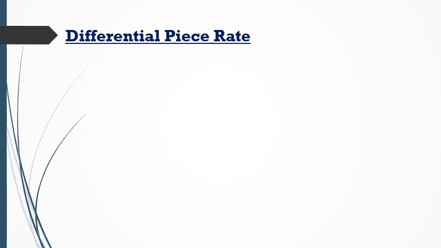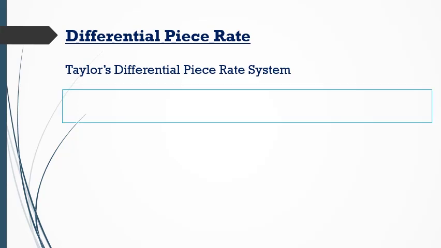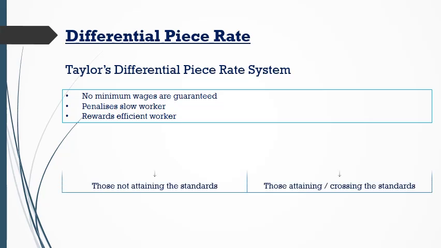What is the differential piece rate system? Under the differential piece rate system, there are 2 methods, as I told you earlier. We will be discussing first Taylor's differential piece rate system. In Taylor's differential piece rate system, no minimum wages are guaranteed to the workers. It is only based on their efficiency. The slow workers will be penalized, and those who work efficiently will be rewarded.